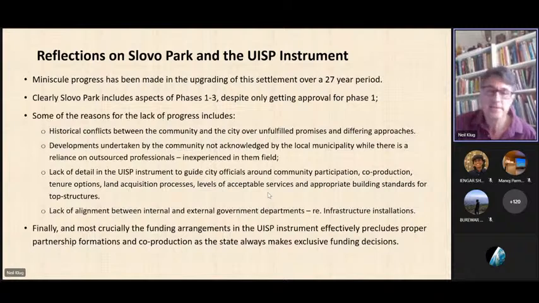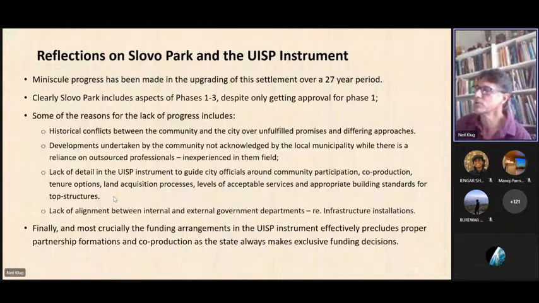Levels of acceptable services are not agreed to in policy and appropriate to building standards for structures. And even if they self-build structures, there's no guidelines around what are appropriate standards for safety purposes. And of course, there's a lack of alignment between internal and external government offices within the city council, between the city and the province.